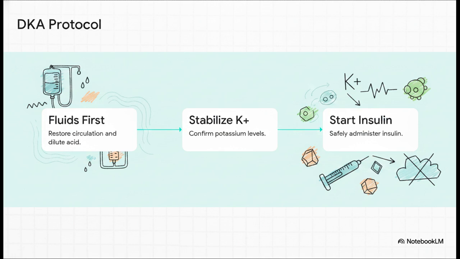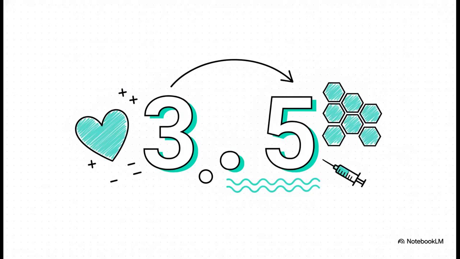Step 2, before anything else happens, they must stabilize and confirm those potassium levels. They have to address that hidden deficit. Only after steps 1 and 2 are fully complete do we reach step 3, safely administering insulin to finally bring the blood sugar down and shut off the ketone production. And this brings us to a magic number that doctors are always looking for, 3.5.